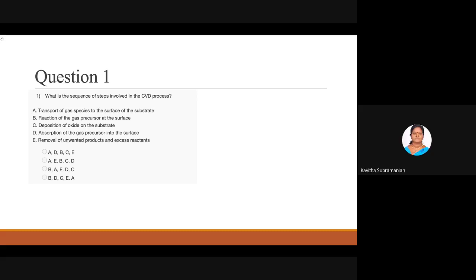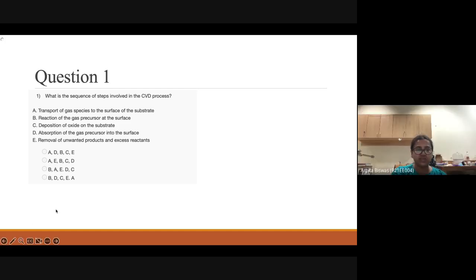The first one should be the transport of gas to the surface of the substrate. Then the second should be the absorption, and then the reaction will be happening. I'm thinking whether it is correct or wrong. And the next one is the deposition of the oxide on the substrate, and the last one is the removal of unwanted material. Yes, the right option is option A. You're correct. Thank you.